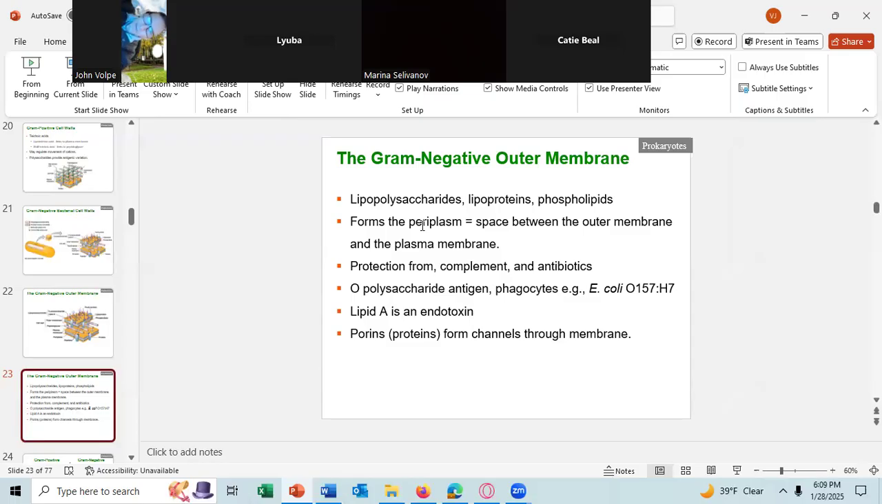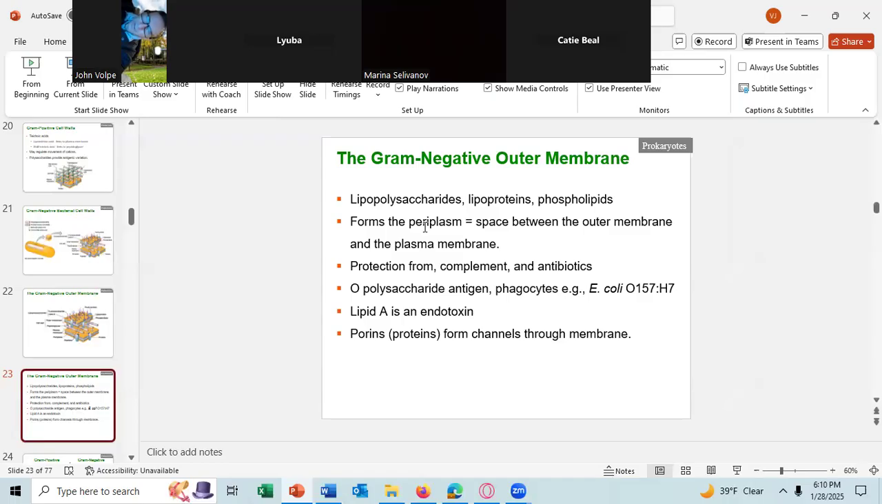The gram-negative outer membrane can offer some protection from host defenses. Like the outer membrane can prevent the complement protein from binding to the cell which is causing the infection. The outer membrane can also help prevent antibiotics from binding to the cell membrane or the cell wall.